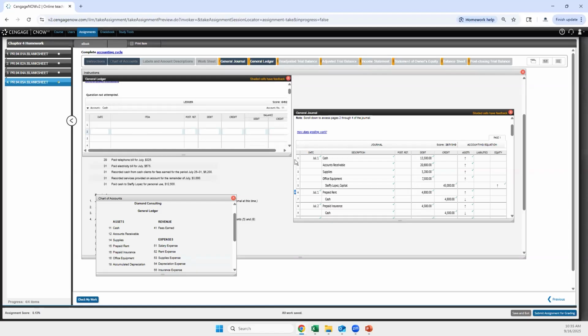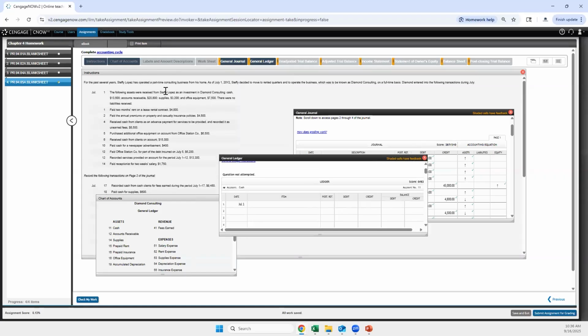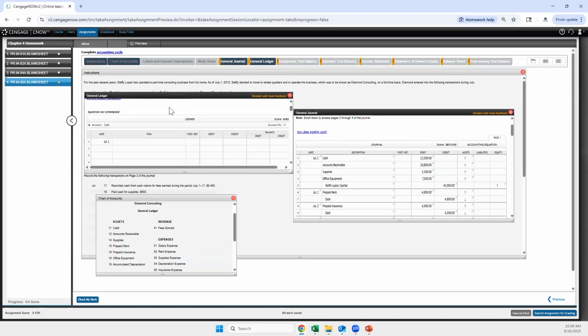And our general ledger for cash, let's see, we'll start with cash because it's the first one. The account number is 11. You can see that in the chart of accounts as well. And so July 1st is our first entry, and it looks like we don't have a beginning balance at all, because Steffi decided to operate this business on a full-time basis. So this is actually going to be the first period of the business, so we won't have any beginning balances.